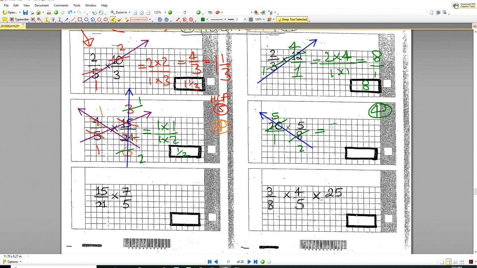Now we can't cancel anything else, so we multiply the top numbers, and then we multiply the bottom numbers. That gives you 25 over 2, and that gives an answer of 12 and a half. And that's the end of that example.